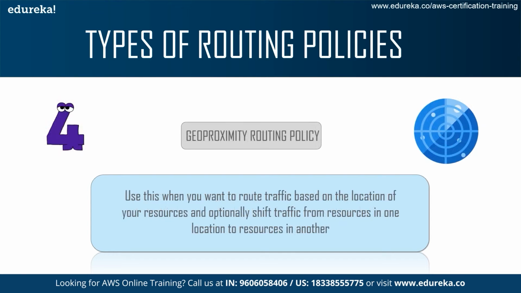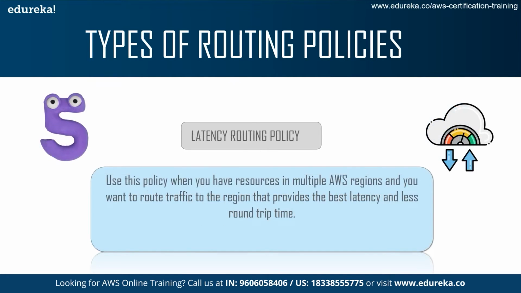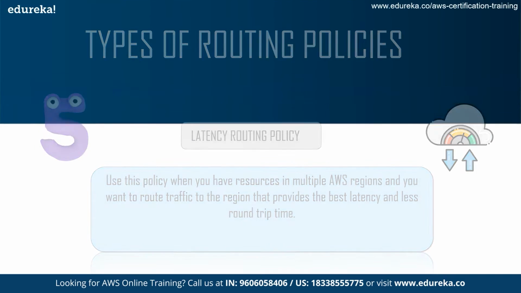Next up, we have geo-proximity routing policy. Now, this is basically used when you want to route traffic based on the location of resources, and you can optionally shift traffic from one resource to another resource, or from one resource in one location to resources in another location, right? Now, finally, we come to latency routing policy. Now, you can use this policy when you have resources in multiple AWS regions and you want to route traffic to the regions that provide the best latency and less round trip time, right? So, if the region provides the best latency, you go and route your traffic for your website over there, right?